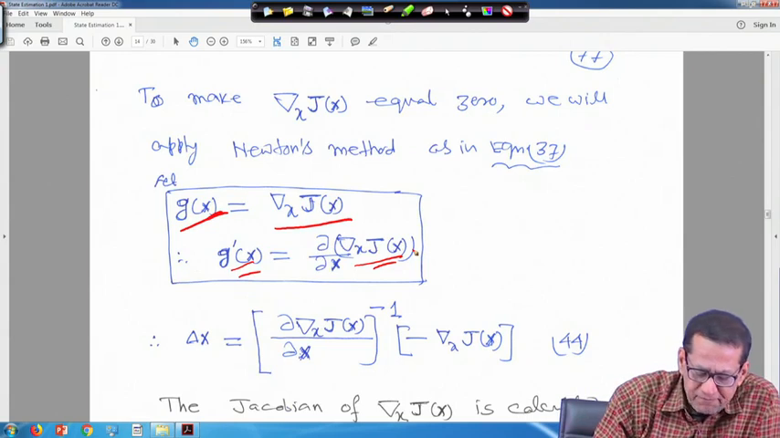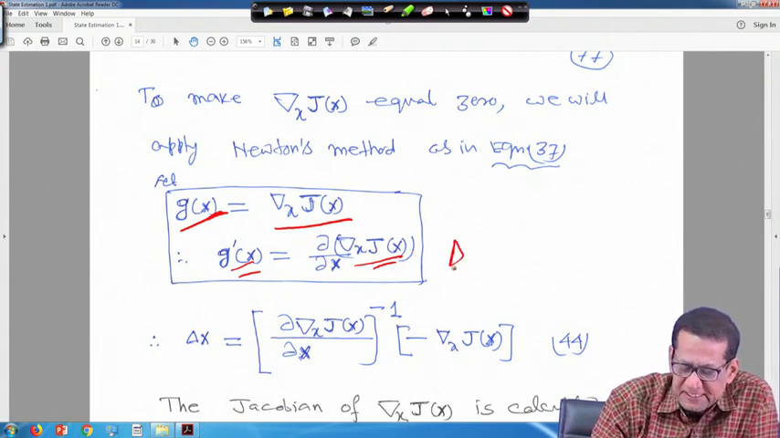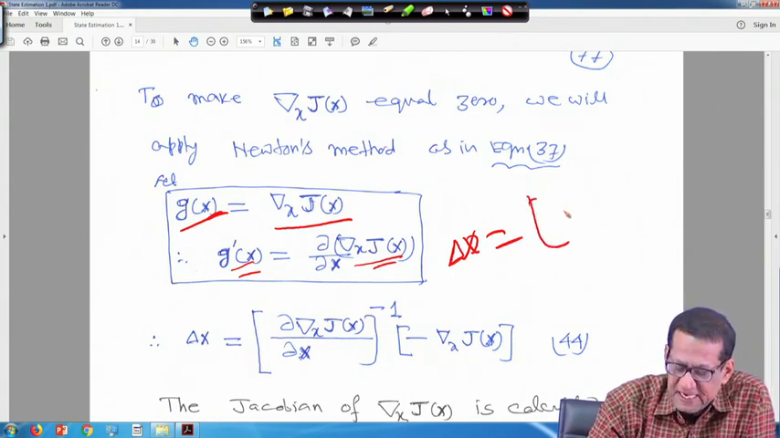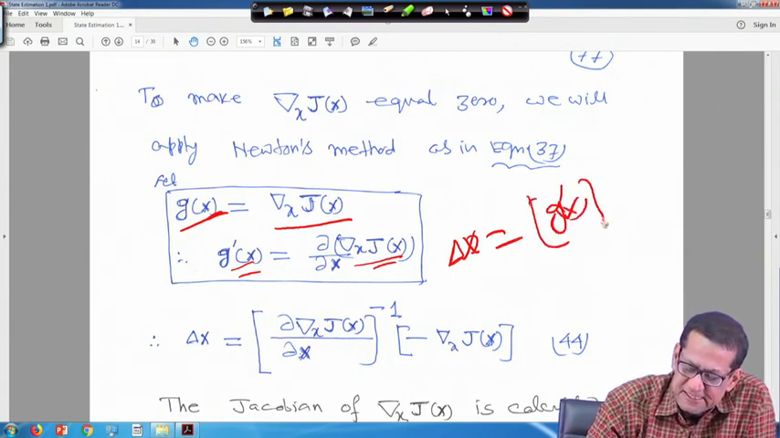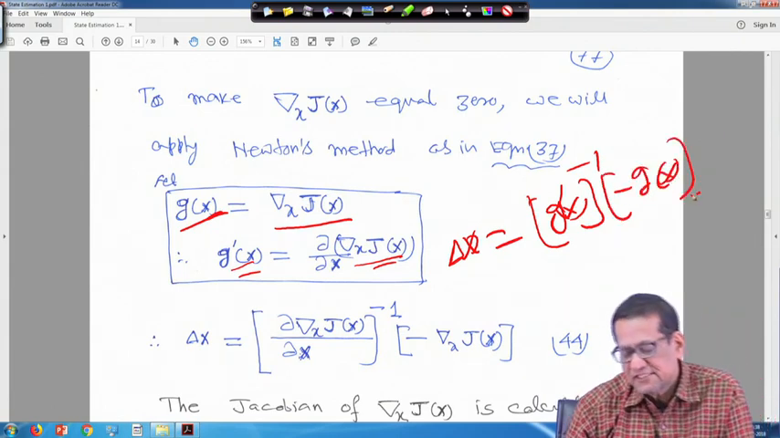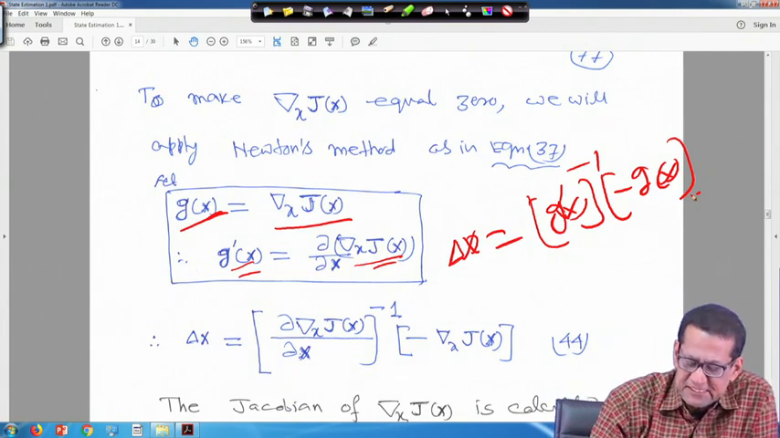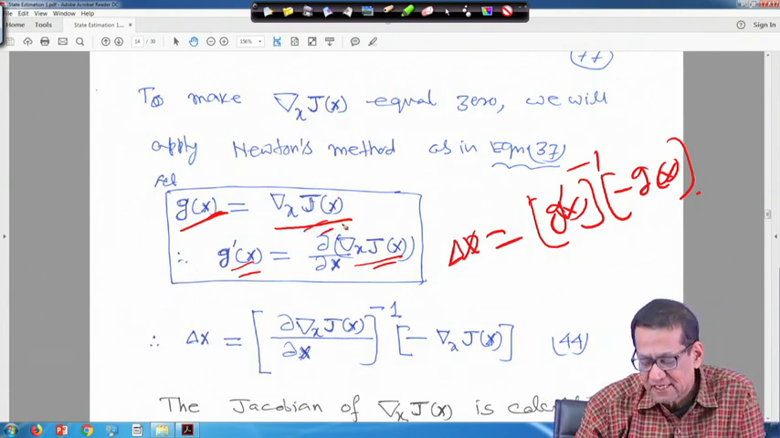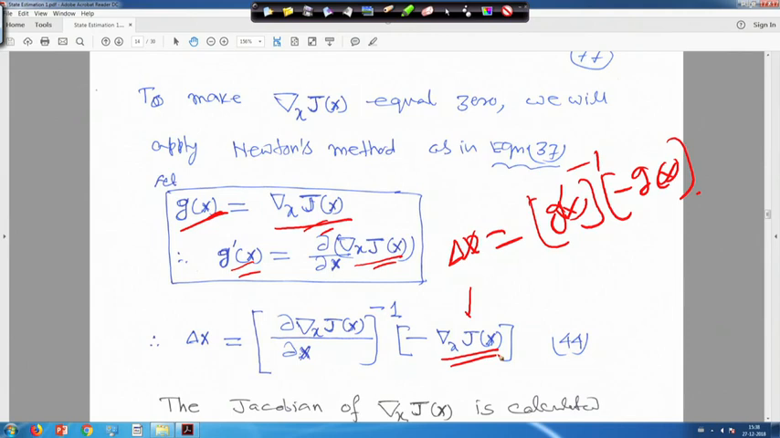So, we know that formula, that delta x is equal to, just now we have done it in equation 37, g dash x inverse into minus g x, right. So, g x is minus gradient of J x, and this is your g dash x, that is your del x of gradient of J, the derivative of this one. So, this is actually delta x. So, this is equation 44. I hope this is understandable to you, right.